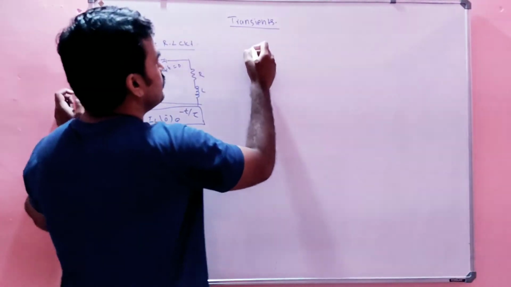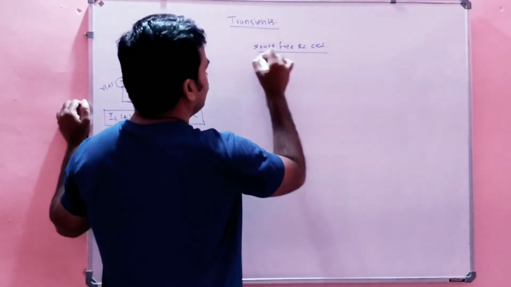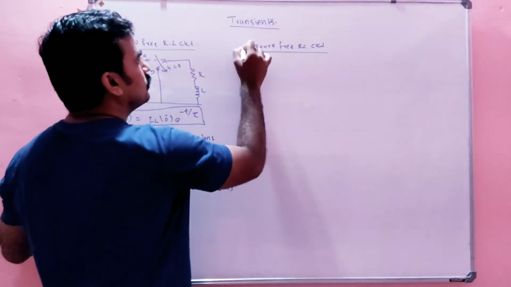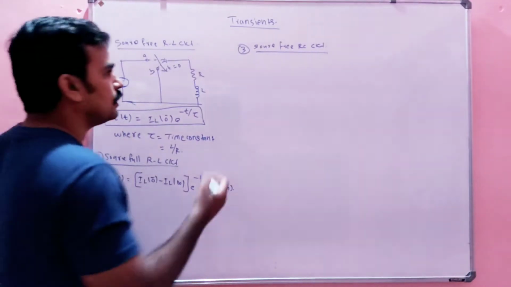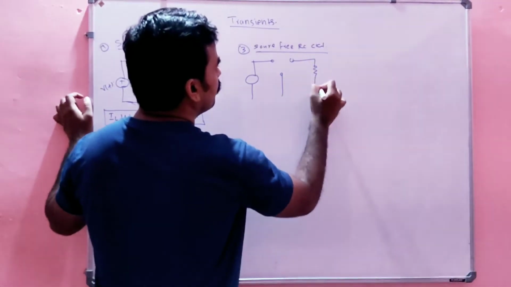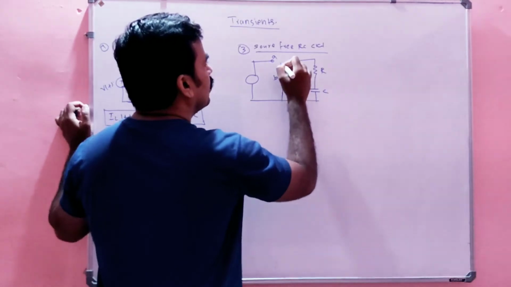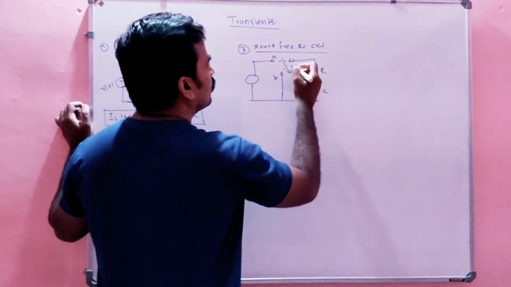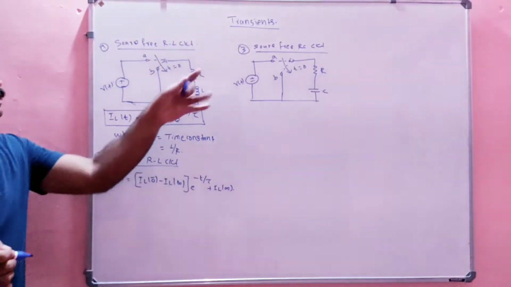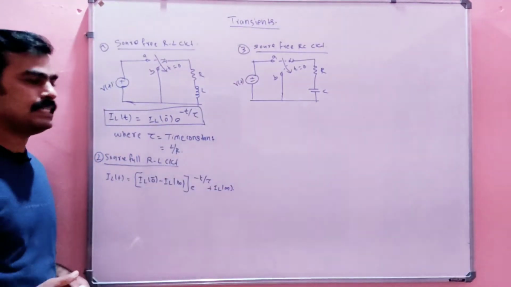Similarly, consider a source free RC circuit. This is 1, this is 2, this is 3. It is the same circuit, but with C instead of L. This is called the source free RC circuit. Here also there is no source when the switch is shifted from A to B. That's why it is called a source free RC circuit.